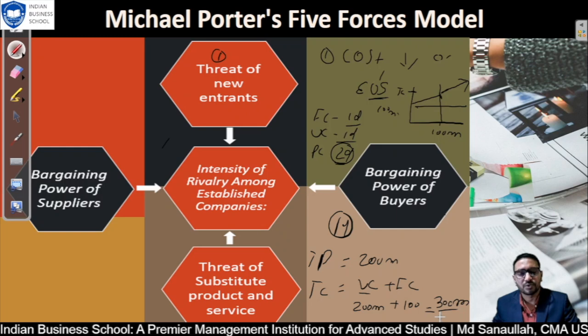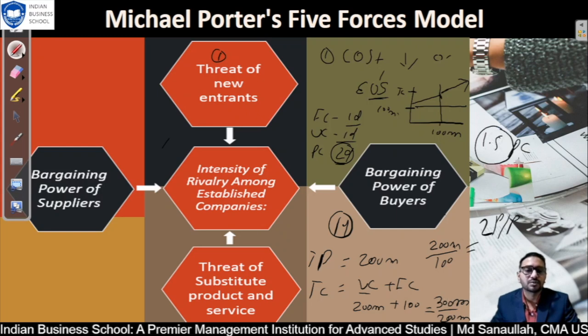And now how much have you produced? 200 million products. Earlier, how much had you produced? Your variable cost was 100 million and fixed cost 100 million, so total cost was 200 million, for which you produced 100 million. So earlier your total cost was $2 per product, right? And now your total cost is 300 million divided by 200 million, so $1.5 is your average product cost. So now you see that your cost has almost reduced by 25%.